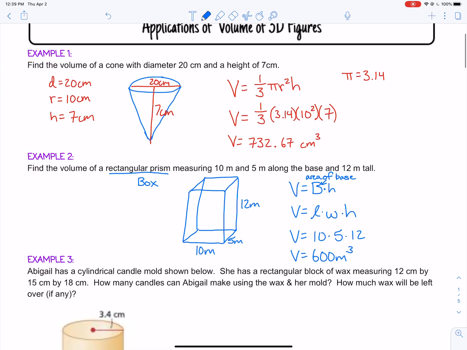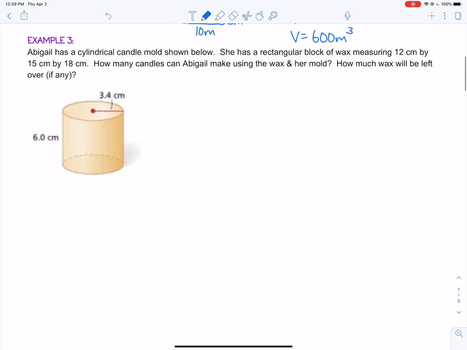All right, so let's look at one more example of these type of problems, and then for honors you're going to have a few extra examples in a separate video. Abigail has a cylindrical candle mold shown below. She has a rectangular block of wax measuring 12 centimeters by 15 centimeters by 18 centimeters, and we want to know how many candles Abigail can make using the wax and her mold, and then how much would be left over, if any.